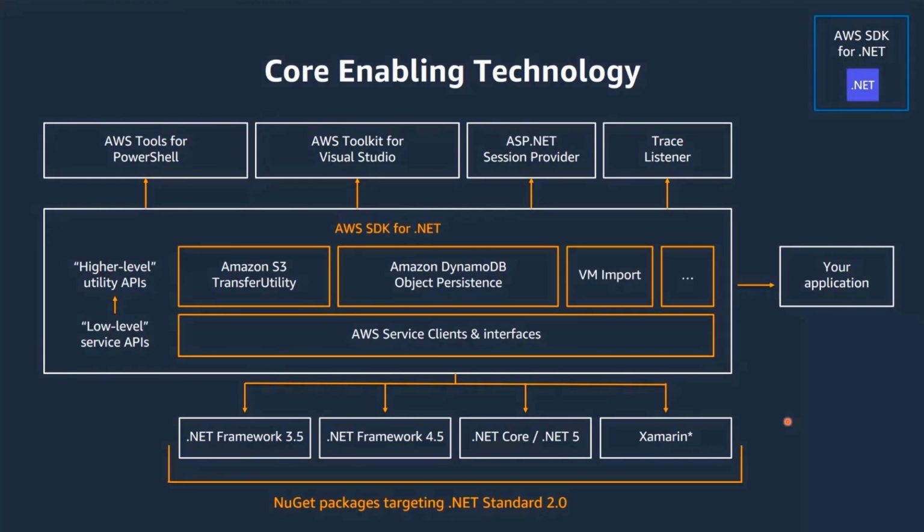You'll notice this little asterisk I just put in next to Xamarin. The reason for that is with Xamarin, you do need to target .NET Standard 2.0 in your Xamarin app to be able to use the AWS SDK for .NET.